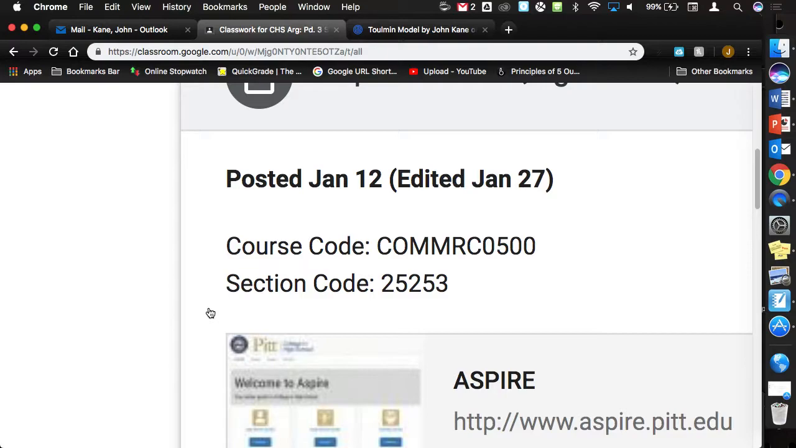Let me know if this causes you any problems, because normally the section code is like 5 numbers, dash, and then a couple numbers, and I don't have the dash and the other couple numbers for my second semester class. So I'm assuming that'll work, but if not, let me know ASAP so I can get back to Pitt and let them know that we need more stuff there for it. But when you go on through Aspire, you'll register for the class.